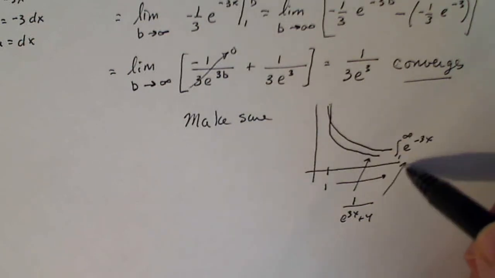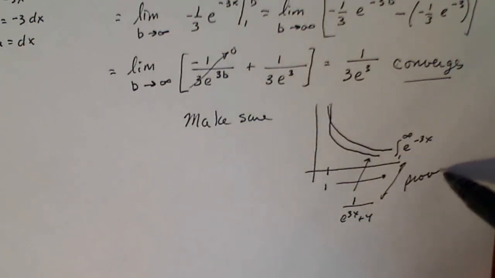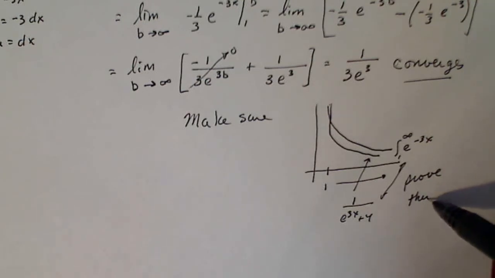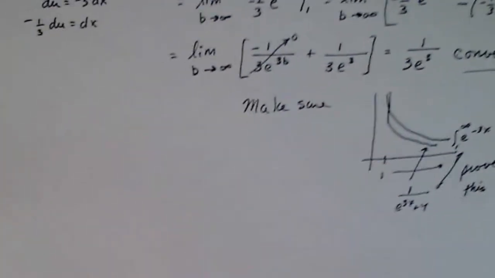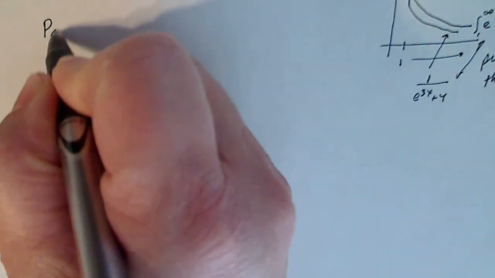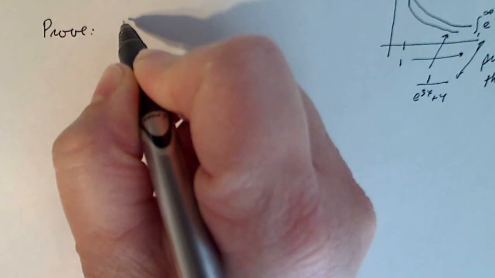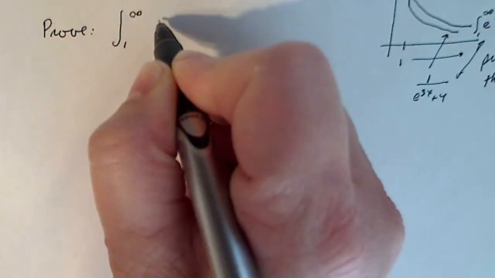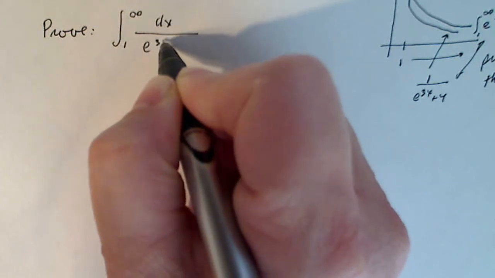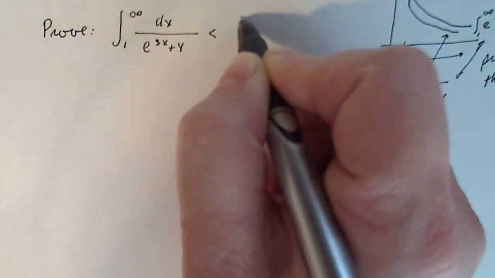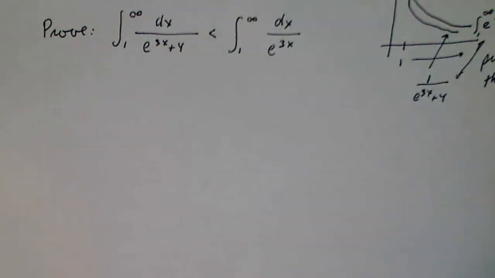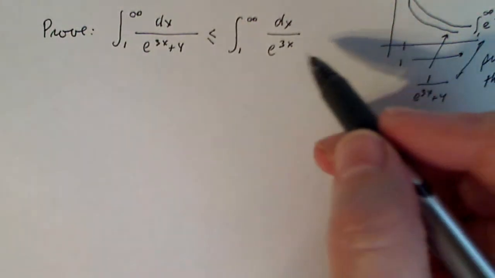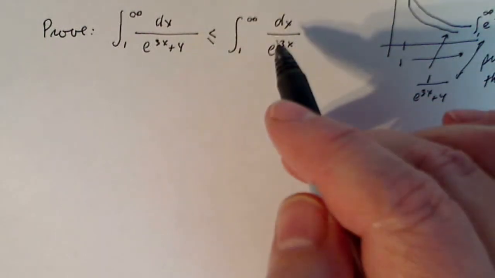So I have to prove this first, and everything comes out in the wash. Prove this algebraically. You can't just put it on a graph and say, oh, look, it works that way. So if I'm going to work on my proof here, I'm going to prove that the integral from 1 to infinity of dx over e to the 3x plus 4 is less than the integral from 1 to infinity of dx over e to the 3x. If that's true, then both of these converge because this one converges.